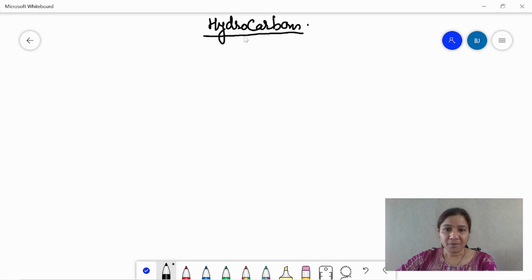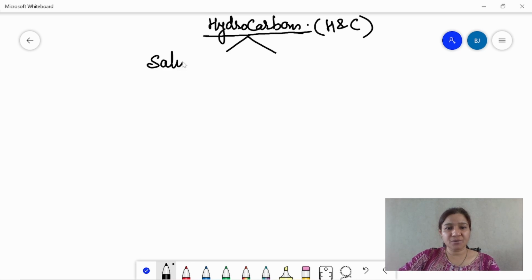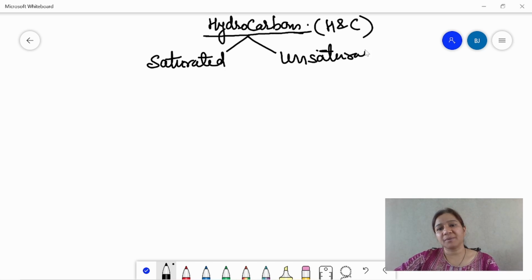Hydrocarbons are compounds which are made up of only carbon and hydrogen. Such compounds are known as hydrocarbons. Now, today I'll explain to you about the classification of hydrocarbons. Hydrocarbons are classified into two categories. One is called saturated hydrocarbons, and one is called unsaturated hydrocarbons.